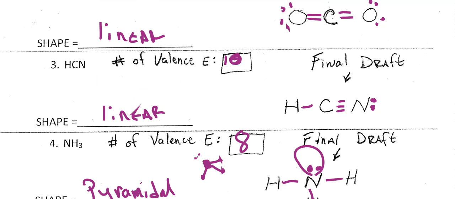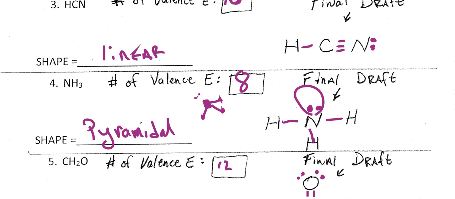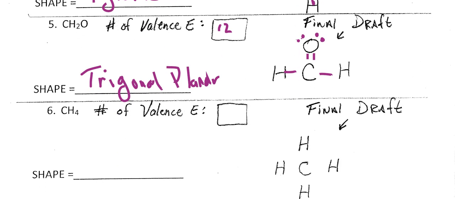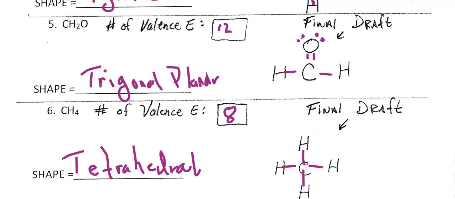And the last one, we have CH4. It's doing what hydrogen always does, one single bond. 4, 5, 6, 7, 8 total. And we call this a tetrahedral. Thank you very much.